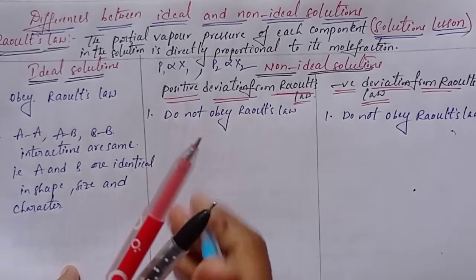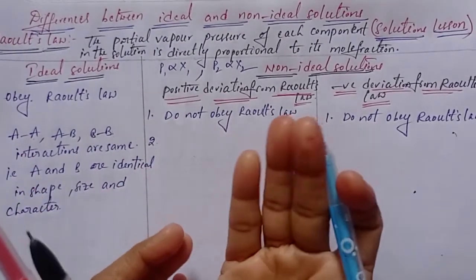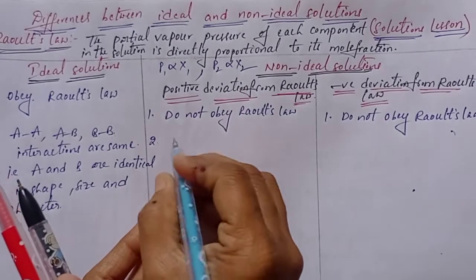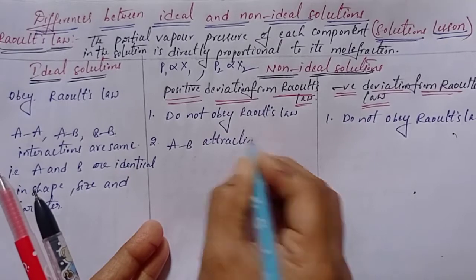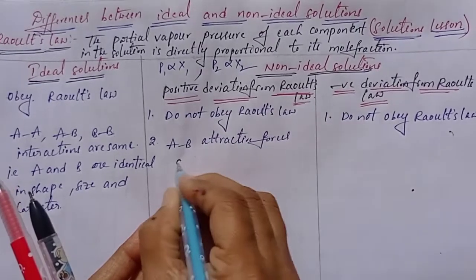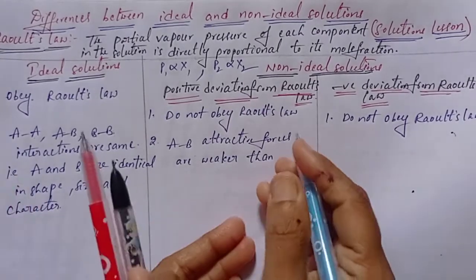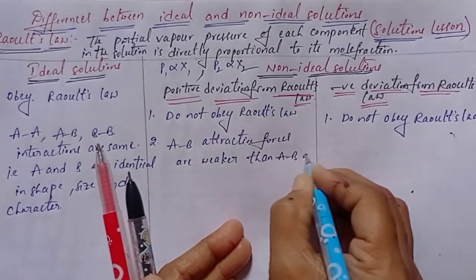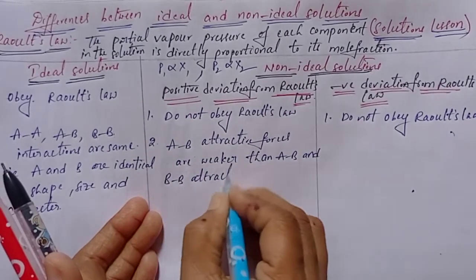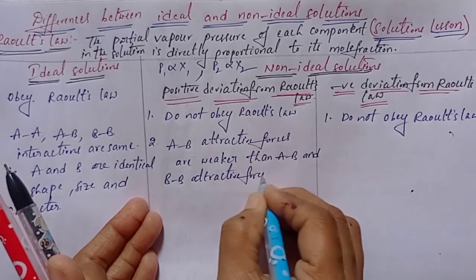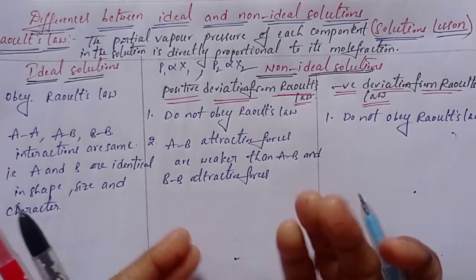Now coming to the positive deviation from Raoult's law, students, here AB attractive forces are weaker. That means between the two components, the AB attractive forces are weaker than the AA and BB attractive forces. Clear this one? So why are the attractive forces weaker, students? Because A and B have different shape, size and character, correct?